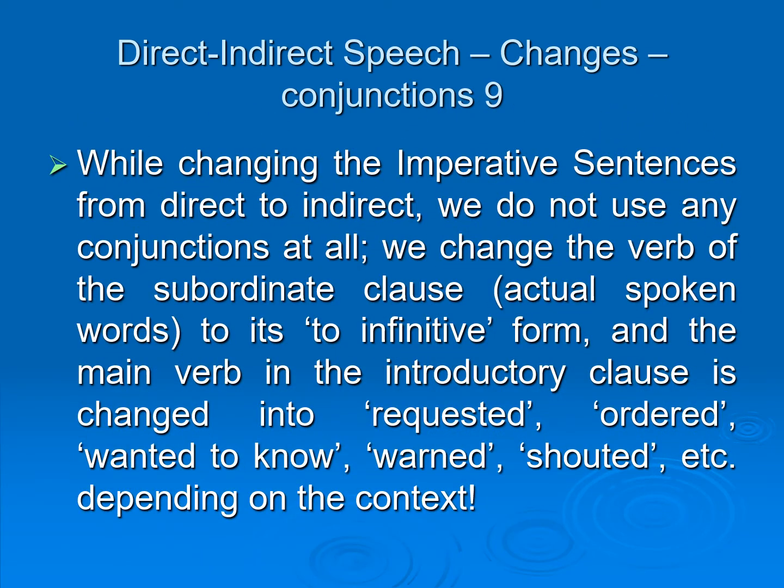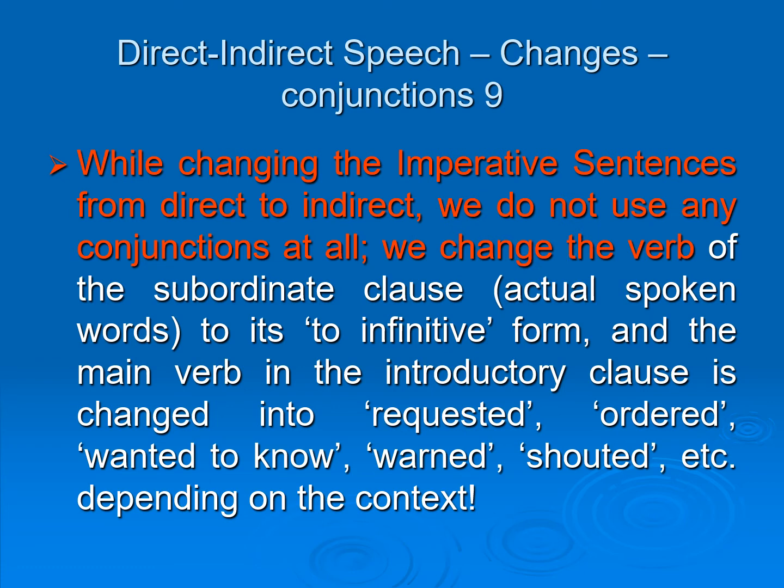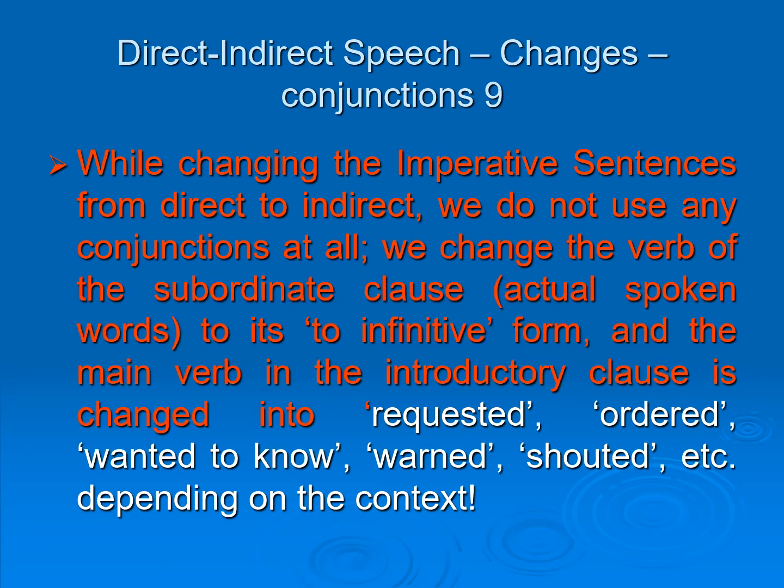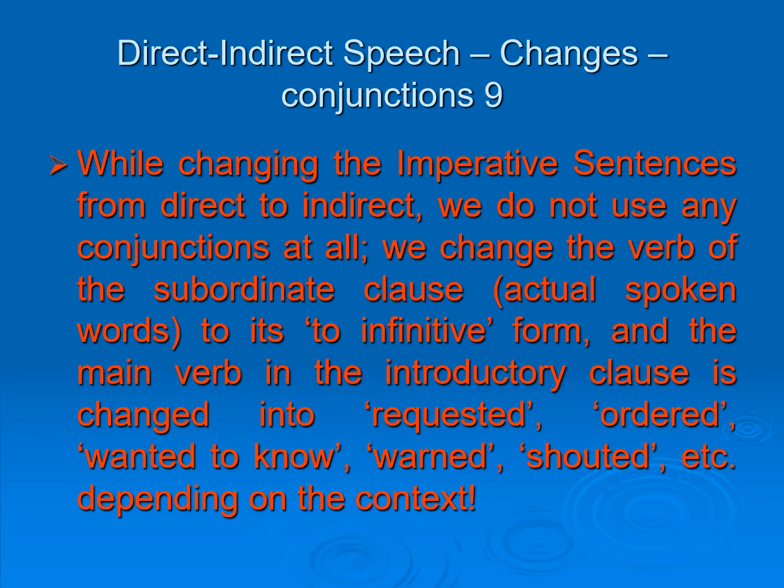Now let's see the changes in conjunctions that occur in imperative sentences. While changing imperative sentences from direct to indirect, we do not use any conjunctions at all. We change the verb of the subordinate clause, the actual spoken words, to its to-infinitive form, and the main verb in the introductory clause is changed into requested, ordered, warned, shouted, etc., depending on the context.